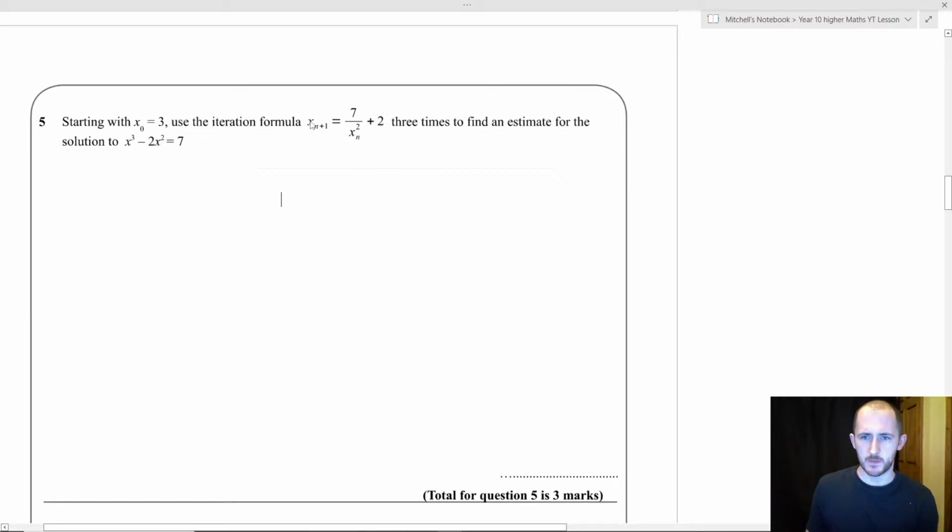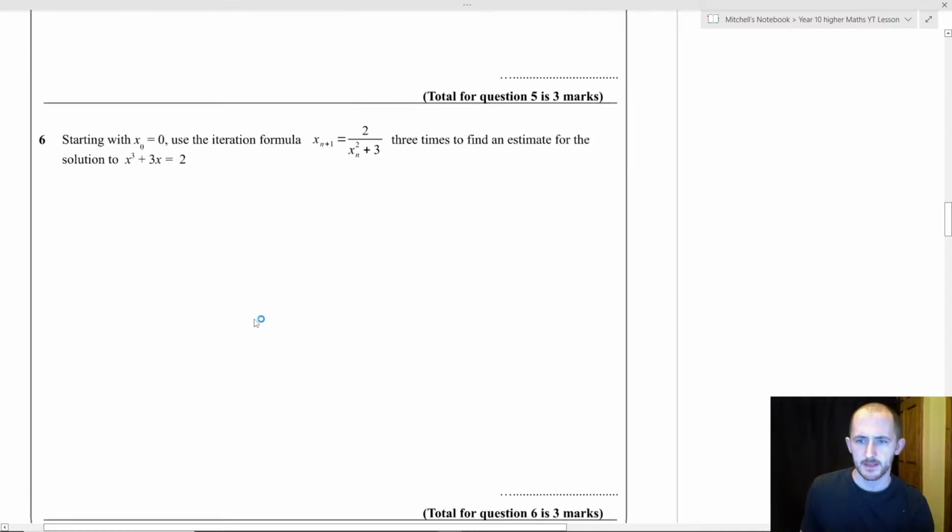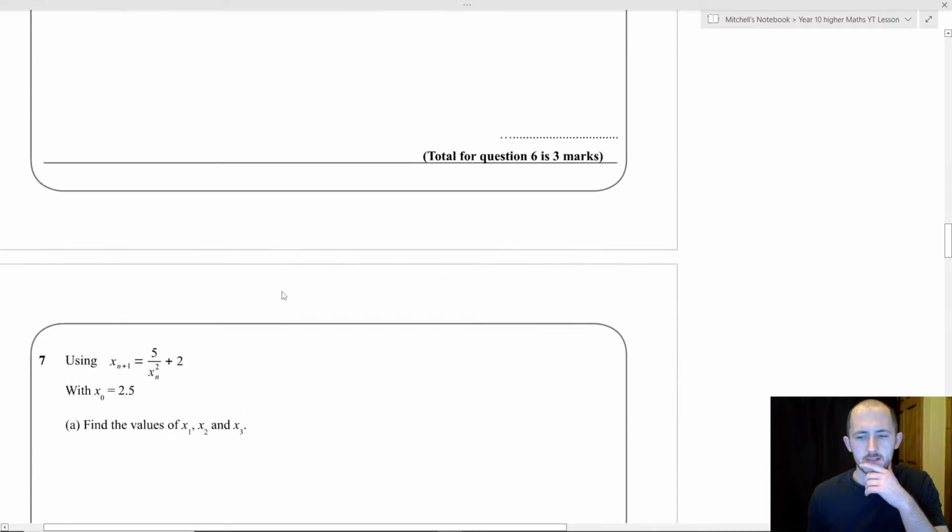So I think we'll leave this question because I think, again, it's just the exact same thing. You use it 3 times and your final estimate is going to be an estimate to this equation, okay? Same thing.